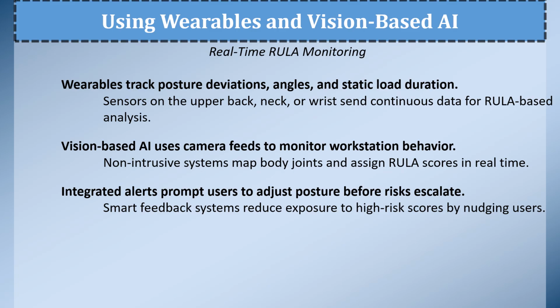Integrated alerts prompt users to adjust posture before risk escalates. Once the system detects a risky position, like slouching or leaning too far forward, it can alert the user via haptic feedback, on-screen messaging, or ambient cues. This encourages micro-adjustments before strain becomes chronic.